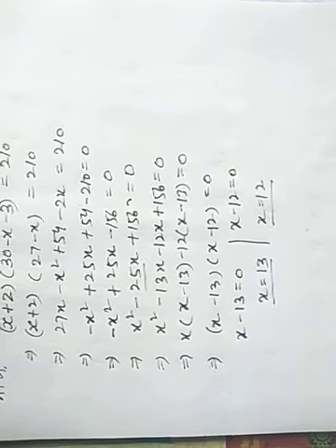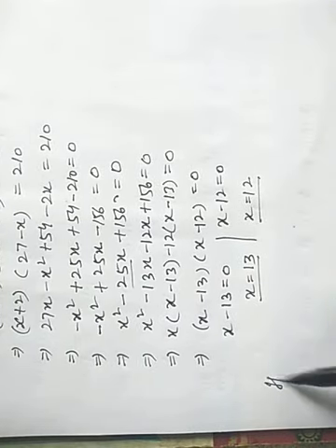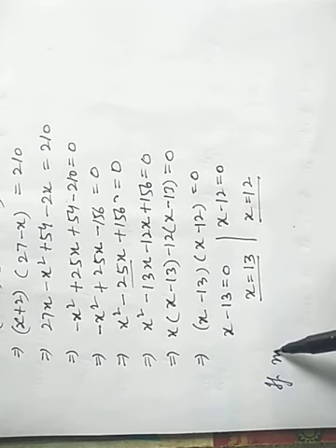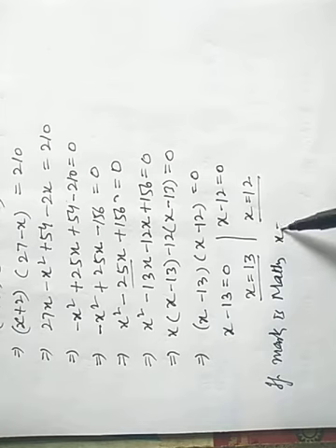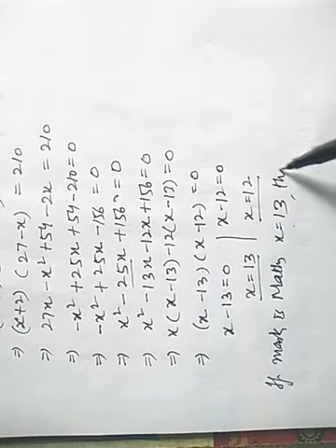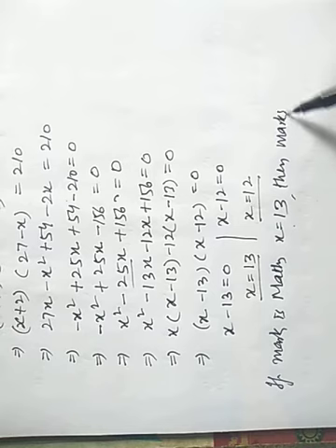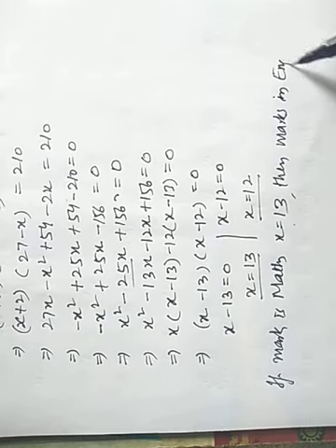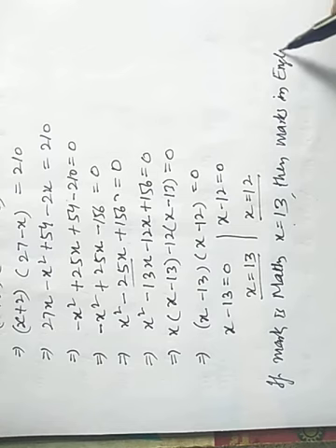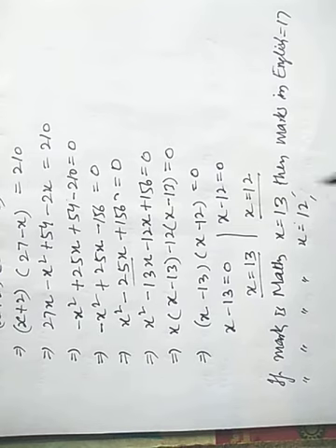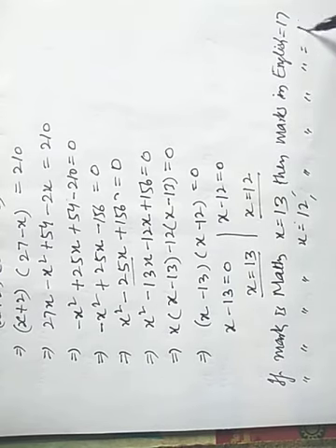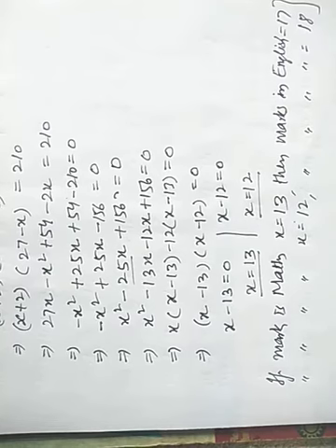So if marks in maths x is equal to 13, then marks in English will be 30 minus x, that is 17. And if marks in maths is equal to 12, then marks in English will be 18. So this is the answer.